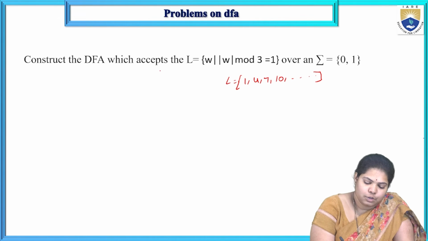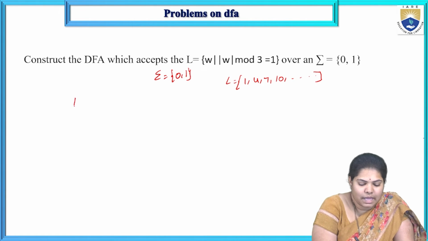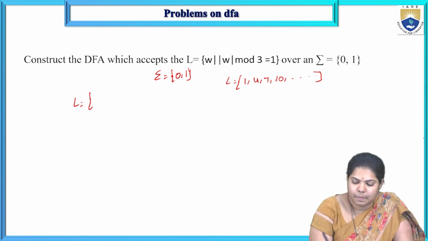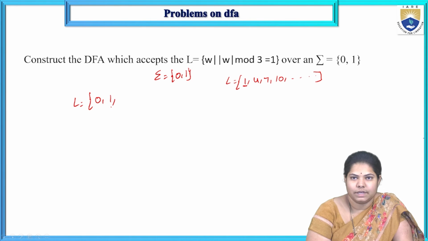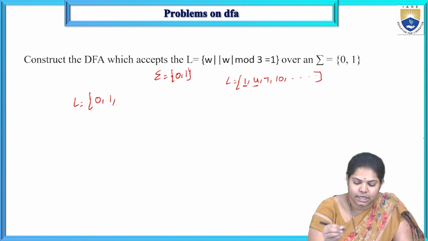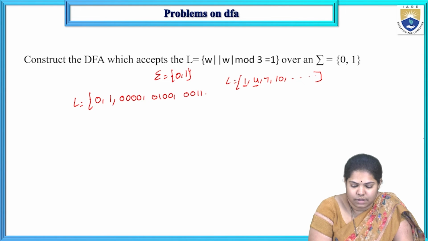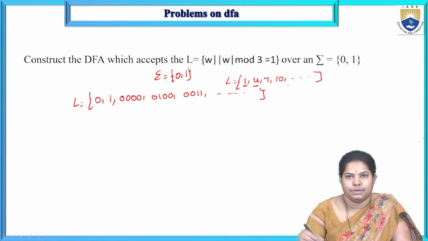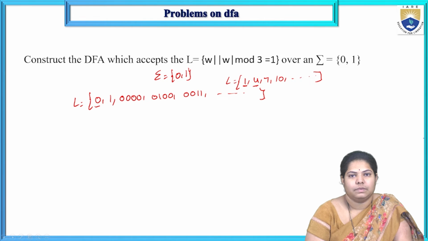So the input symbols are 0 and 1 and the language is as follows. First, string length 1. That means 0 will be accepted and 1 also will be accepted. And next, directly the 4 length strings 0000, 0001, 0010, 0011 and so on. It also accepts 7 length strings and so on, starting with the smallest string.